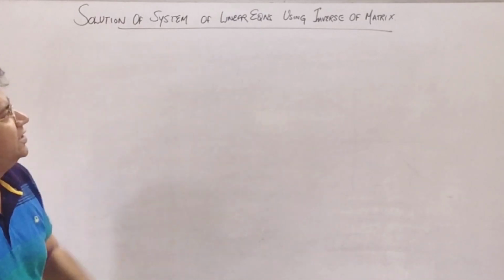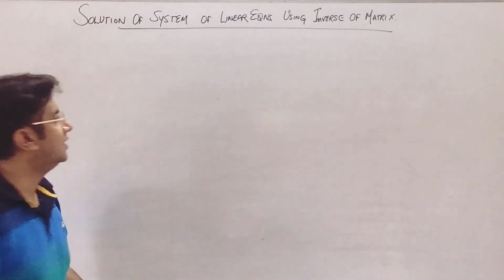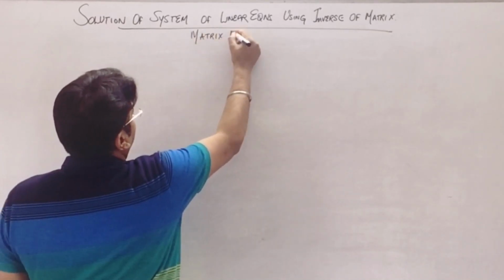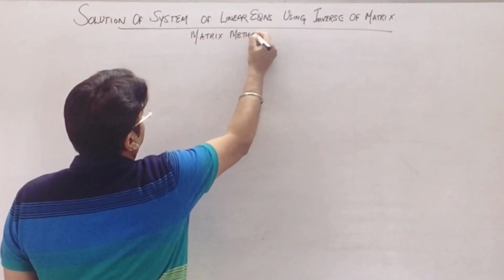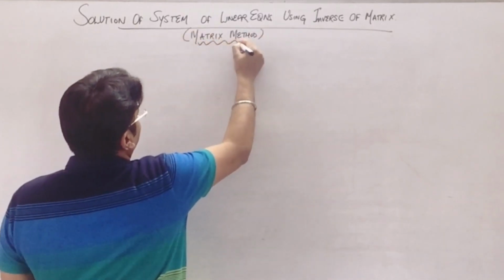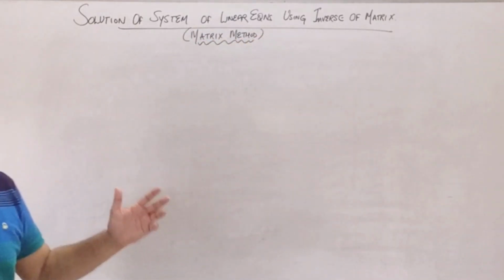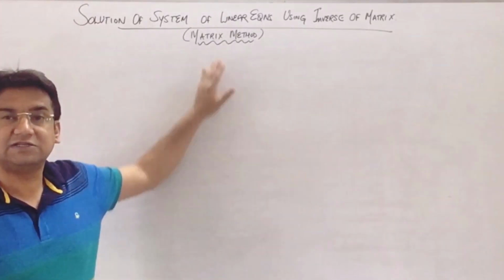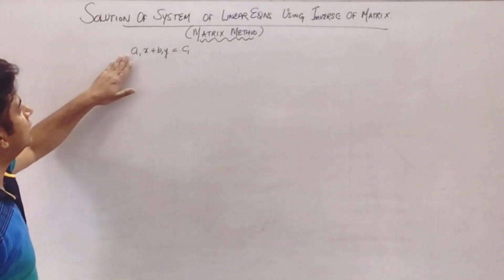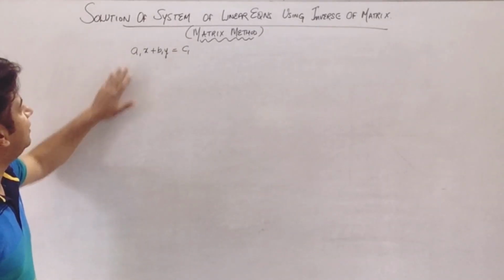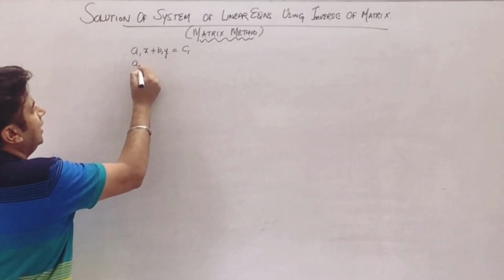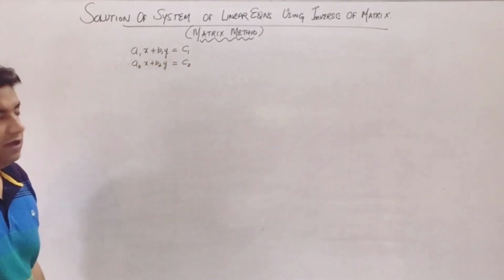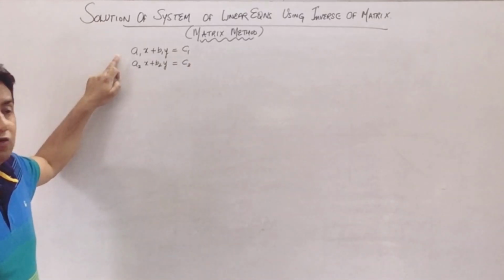Solution of system of linear equations using inverse of the matrix, and this method is called matrix method. Sometimes the question asked is, using matrices solve the system of equations. This is the same as the matrix method. If you have the equations a1x plus b1y is equal to c1, a2x plus b2y is equal to c2, a linear pair of equations in two variables.